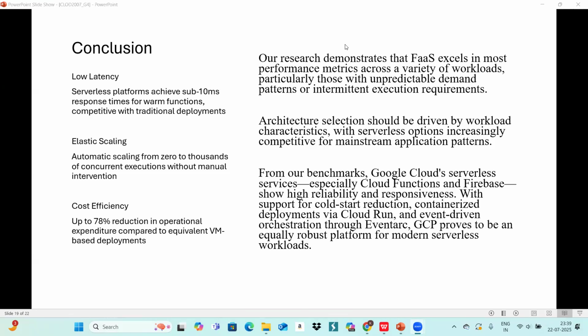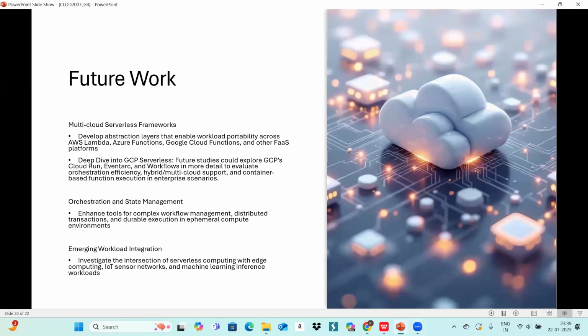The future work: a multi-cloud serverless framework, tools that allow a single function to run on GCP, AWS, and Azure without rewriting it. This would eliminate vendor lock-in. Advanced GCP tools, a deeper analysis of event-driven workflows and Cloud Run for managing containerization and event-driven functions in production. And edge and IoT integration with platforms like Cloudflare Workers and Google Cloud at the edge, we can deploy functions closer to users, ideal for IoT devices and sensor networks. Serverless machine learning, to explore using Vertex AI with Cloud Run for on-demand machine learning inference, combining AI with the power of serverless.